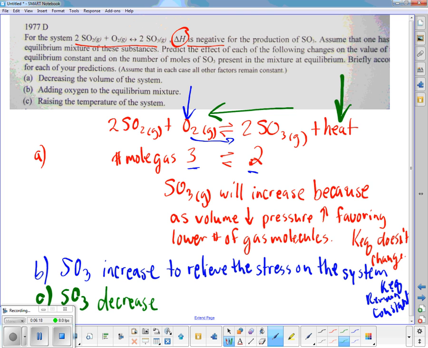Okay, so I'm going to decrease to relieve the stress again, but this time, what happens to Keq? Keq is affected here. It becomes less because I have less product. Remember, we're products over reactants. Now, the others do shift, but they shift to go back to equilibrium. Okay?